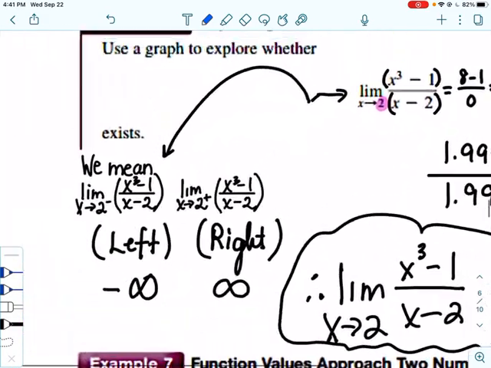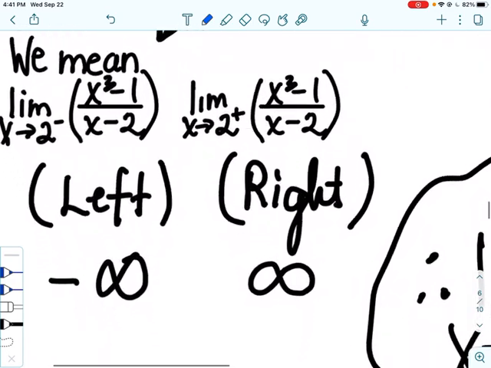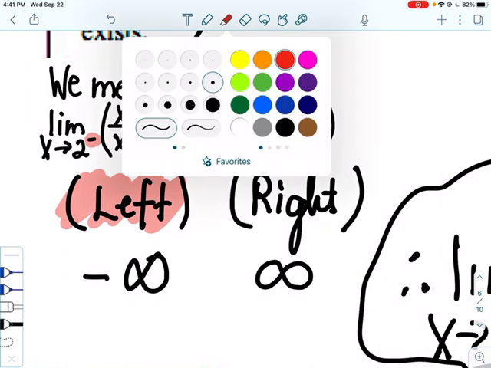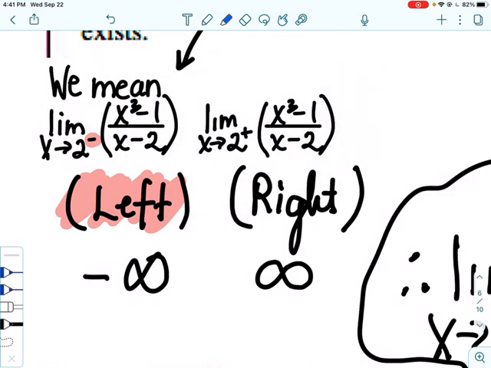So if we take this limit and we say that it exists, this is what we mean from the left-hand side and from the right-hand side. If we look at these both, on the left-hand side we'd have that little minus sign, right? And on the right-hand side, we have the little plus sign, of the function.